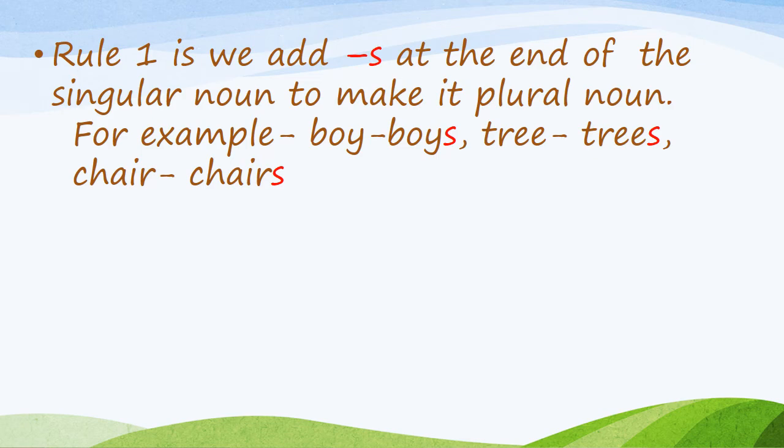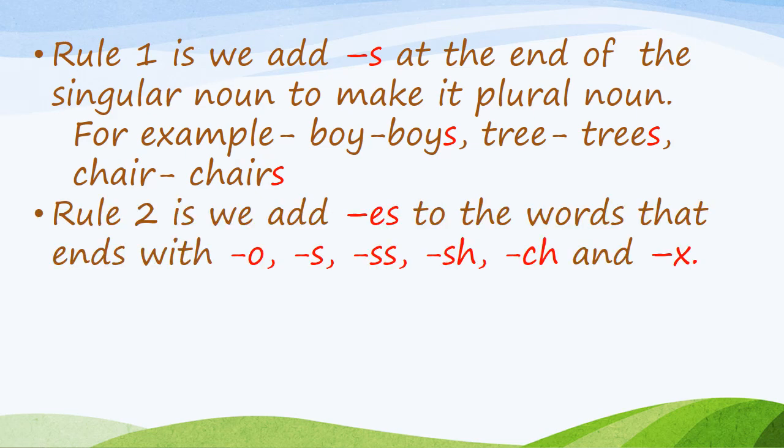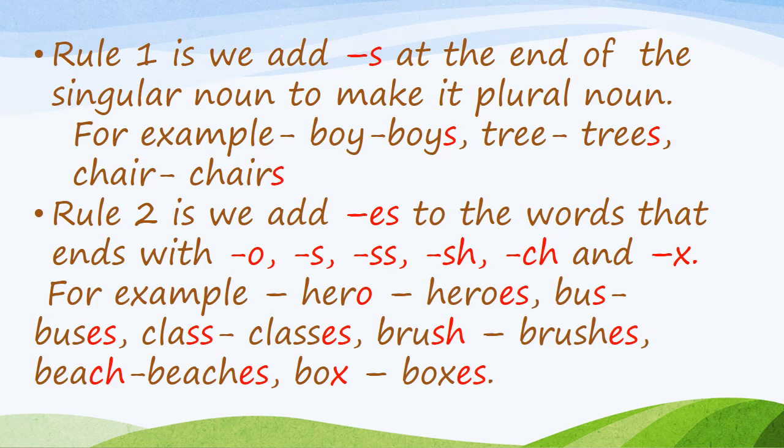Rule 1 is we add S at the end of the singular noun to make it a plural noun. For example, boy, boys, tree, trees, chair, chairs. Rule 2. We add es to the words that end with o, s, ss, sh, ch and x. For example, hero, heroes, bus, buses, class, classes, brush, brushes, beach, beaches, box, boxes.